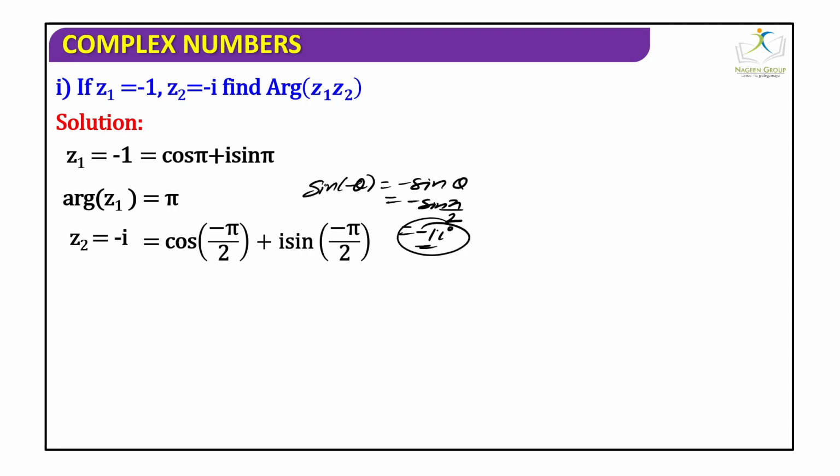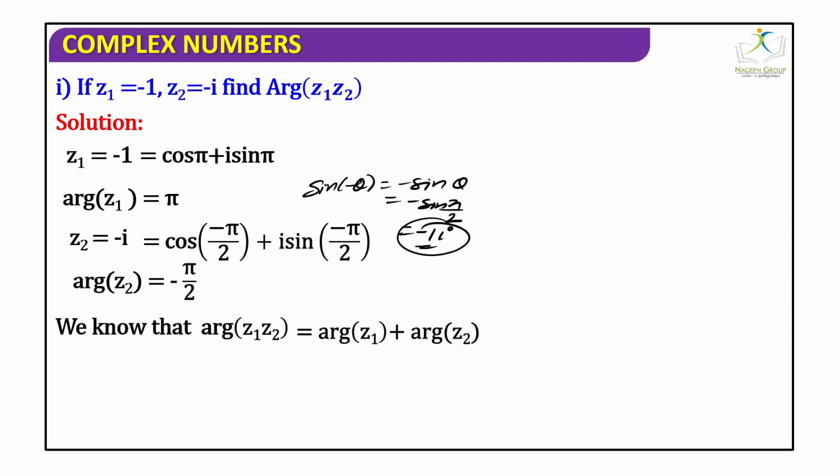So this is minus of iota, right? So here the value will be argument of z2 equals minus of pi by 2. Now after this, we know argument of z1 into z2: if they are in multiplication, we can separate them with an addition sign. So this will be argument of z1 plus argument of z2. Argument of z1 by z2 is separated by a subtract sign, and if they are in multiplication, then we can separate them by addition. Now argument of z1, that is pi minus of pi by 2, which is equal to again pi by 2.